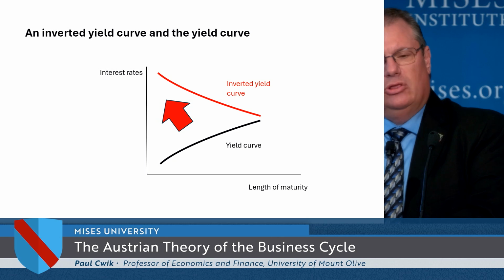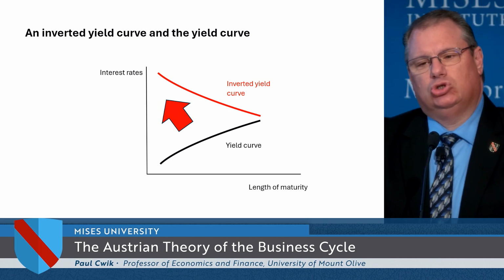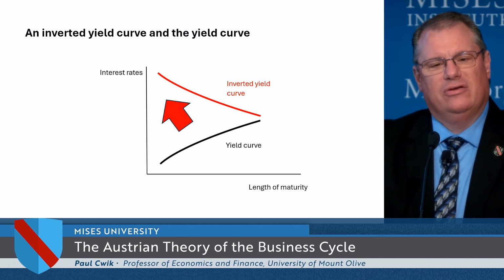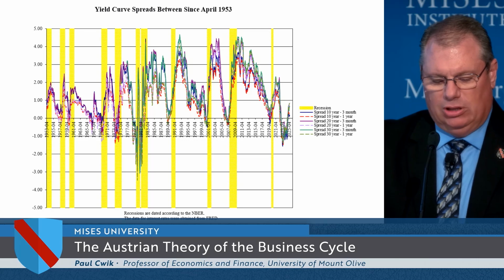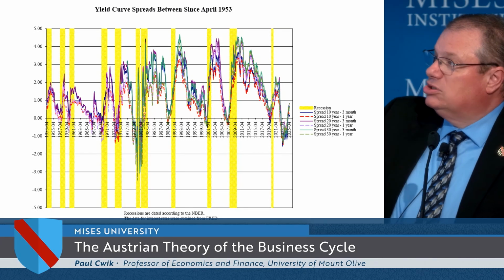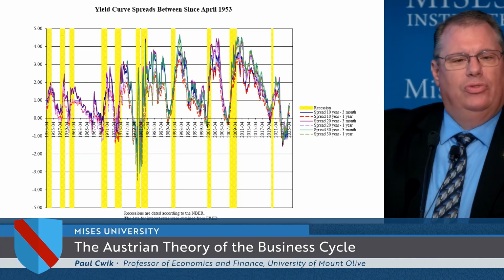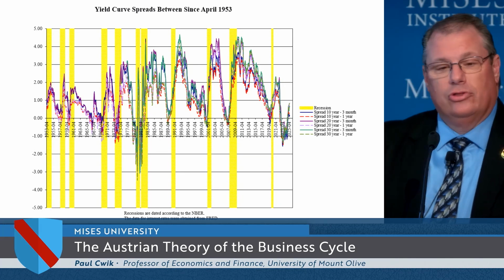So notice the black yield curve. If I take the long end on the right and I subtract out the short end, I get a positive number. If I take the red one, I get a negative number. So take a look at this data here. That thick line in the middle going across is 0. Every time the numbers go down below that, it's inverted. And you'll see that the yellow lines are the recessions.